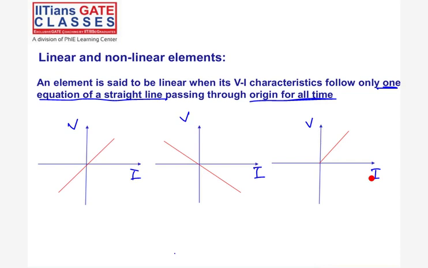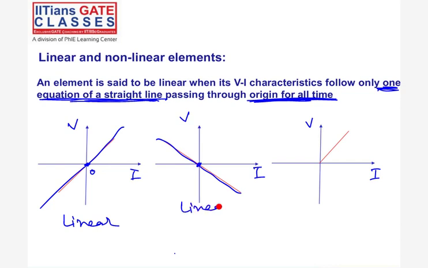So if I see the V and I here, the equation is only one equation of a straight line, and this is passing through origin. So this is a linear element. A linear element is one whose VI characteristics follow only one equation of a straight line, and it should pass through origin for all the time. And if you see this, this is also a straight line equation and it is passing through origin. So even this is a linear element.